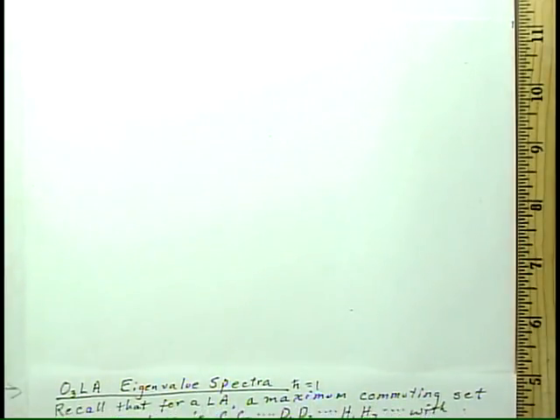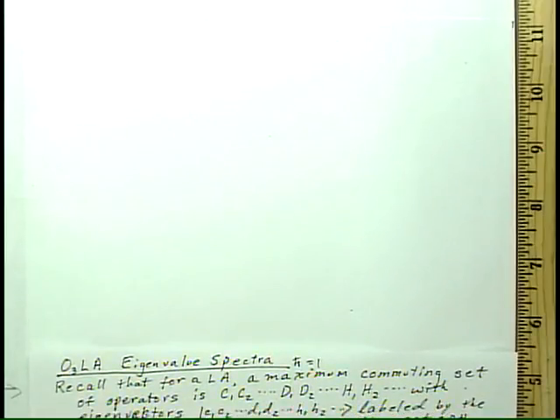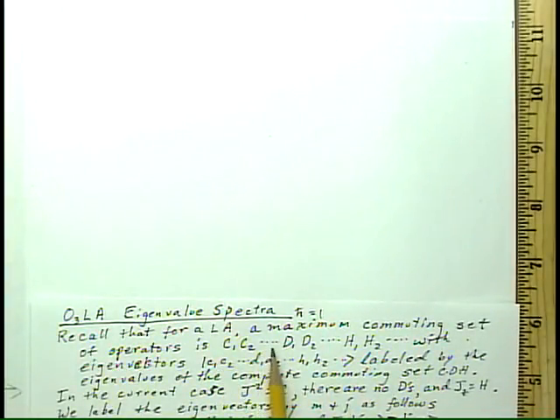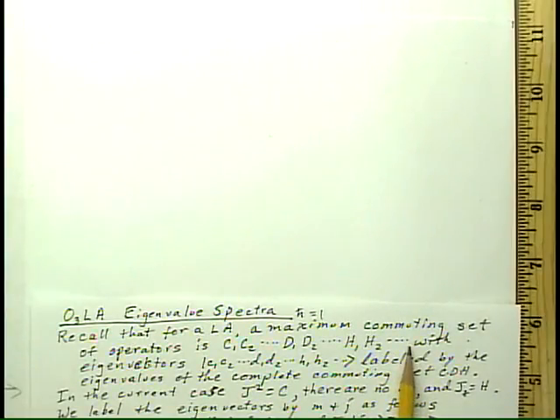We continue now looking at the orthogonal group in three dimensions Lie algebra. We're going to look at the eigenvalue spectra. Let's remind ourselves generally that for a Lie algebra, a maximum commuting set of operators are the whole set of Casimir operators plus a whole set of D operators, which are Casimir operators for the subalgebra that all commute with the H's, and the H's are a maximum commuting set of operators within the algebra itself.